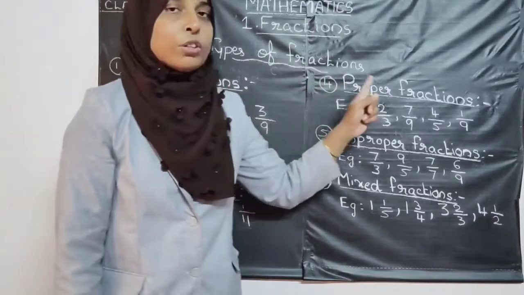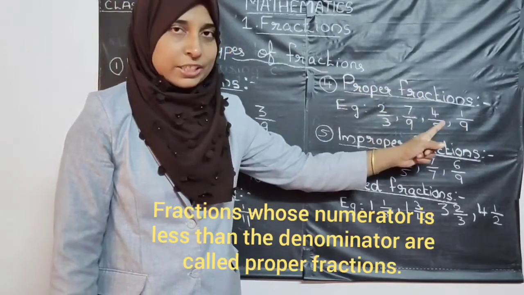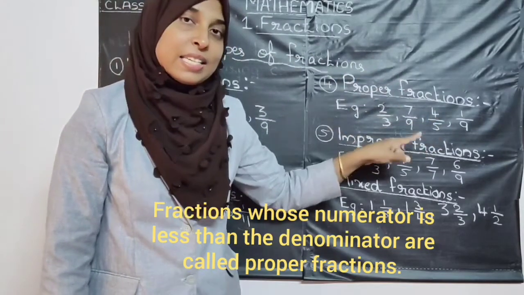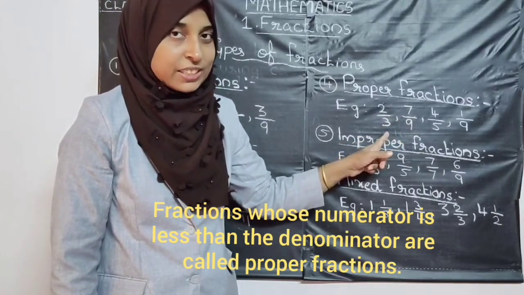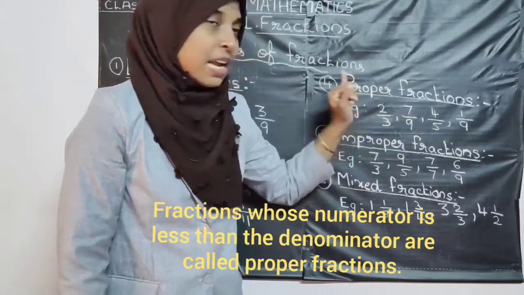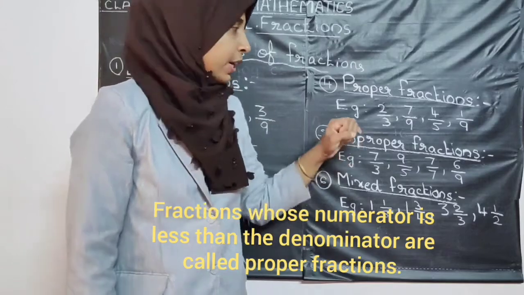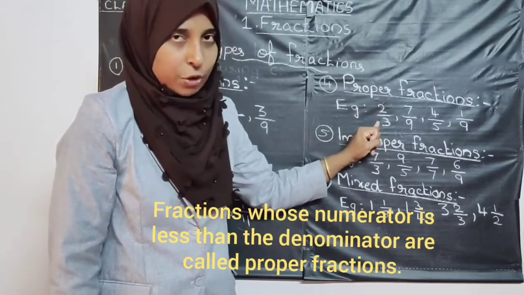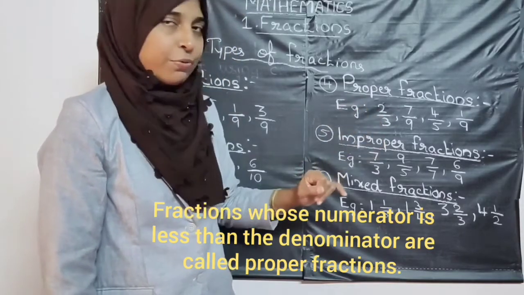Next, the fourth one is proper fraction. The fractions which have the numerator less than the denominator are called proper fractions. Look here, 2 by 3. Here 2 is the numerator and 3 is the denominator, and 2 is less than 3. So it is a proper fraction.